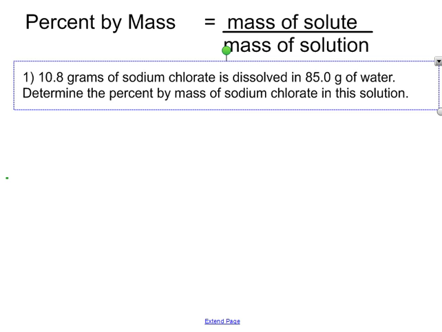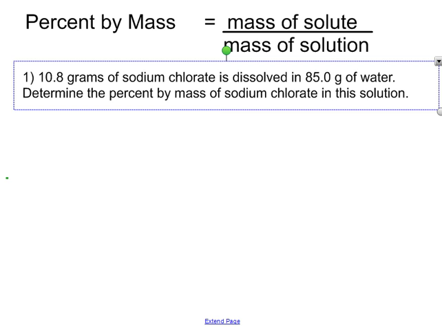So we're going to spend a little bit more time talking about how to do these problems for both percent by mass and molarity. First example, percent by mass being the mass of the solute divided by the mass of the solution times 100. Okay, let's look at this first problem. 10.8 grams of sodium chlorate is dissolved in 85 grams of water. Determine the percent by mass of sodium chlorate in this solution.